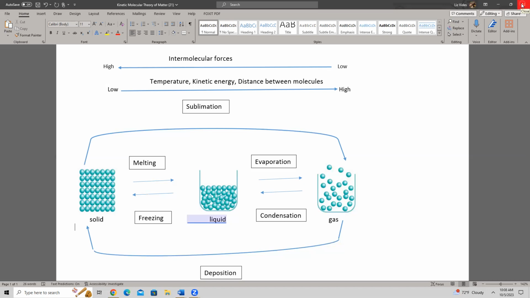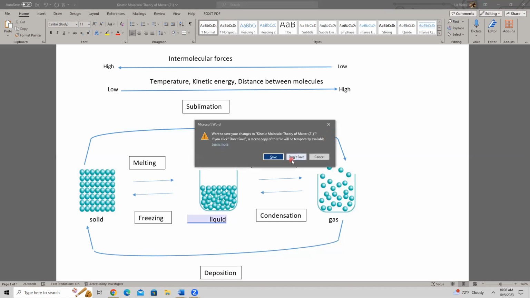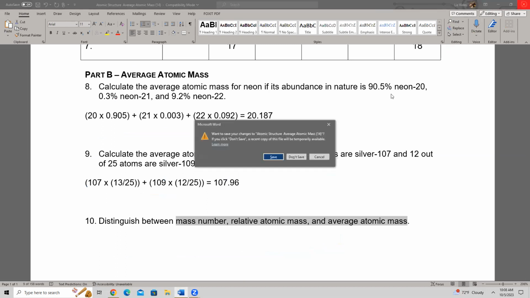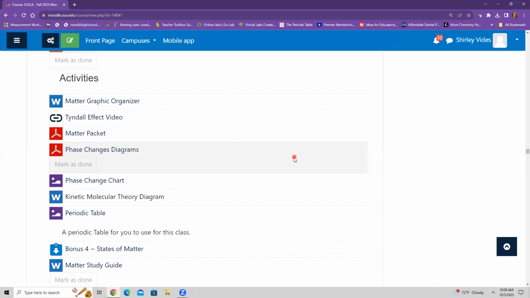Now there is another, don't save, because I didn't really do any changes. Sorry, that's not one that we want yet. Don't save, I was just looking at it.